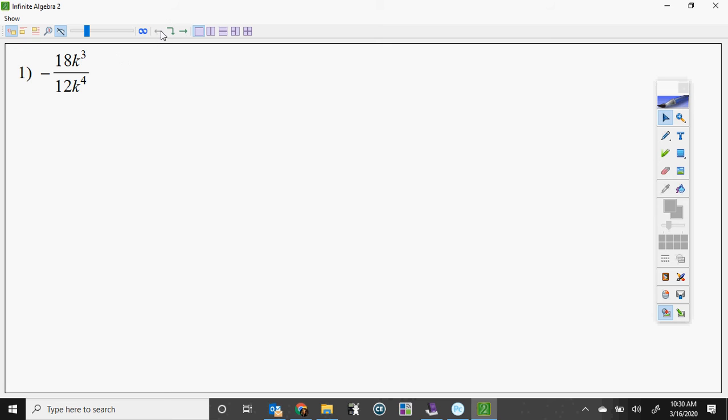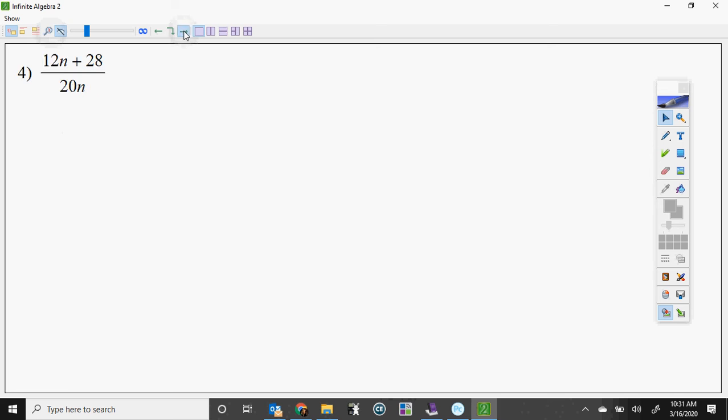So for instance, 18 and 12, well, what divides into 18 and 12? Well, 6 divides into 18 and 12. 6 goes into 18 3 times. 6 goes into 12 2 times. And then subtract your exponents, the larger ones on the bottom. So we'll say 4 minus 3 is k to the first power. So, number 1.